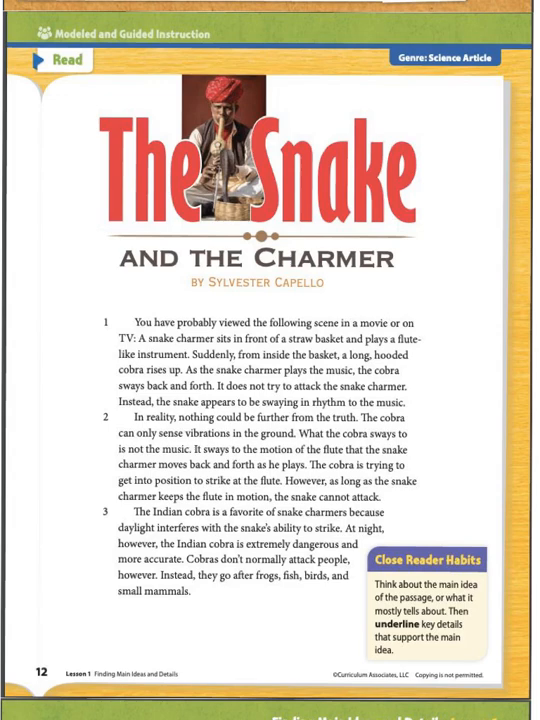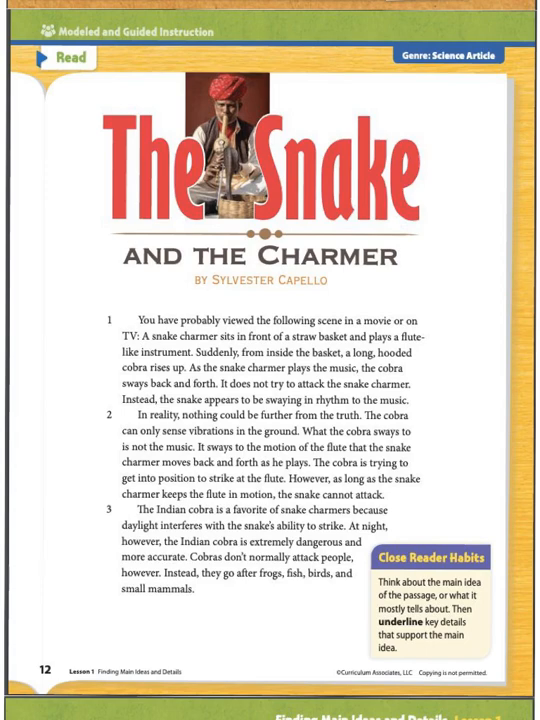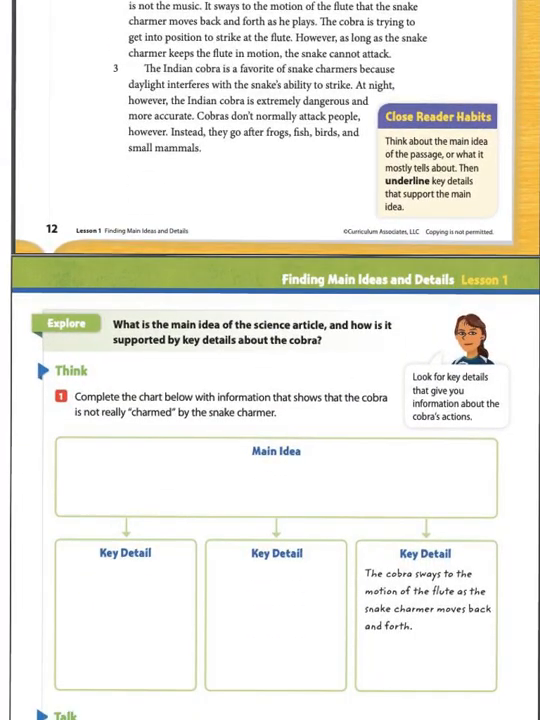Let's answer some questions and check for understanding. What do you think the main idea is of this text? Think about some of the key details that might support that main idea. The main idea of this passage is that a cobra does not sway to the flute music when the snake charmer is performing his trick. And there are several key details that support this idea in the text.